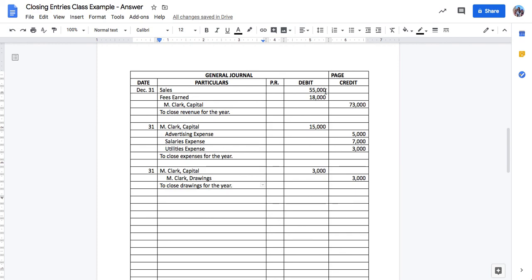There's some textbook questions you can work on. I will also post a few exercises, and this will lead into our summative where we will look at 8-column worksheets and closing entries.